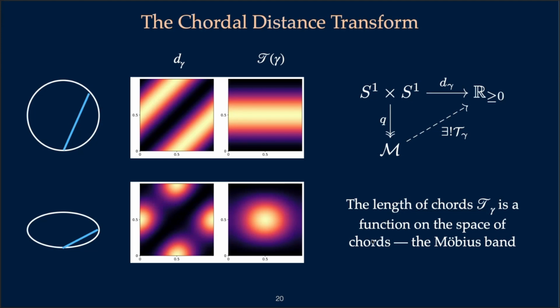Okay. So what we're doing here is we are recording the length of chords along a circle, along a loop. And it's a function, obviously, on a space of chords. And that space of chords is parametrized by a Möbius band.